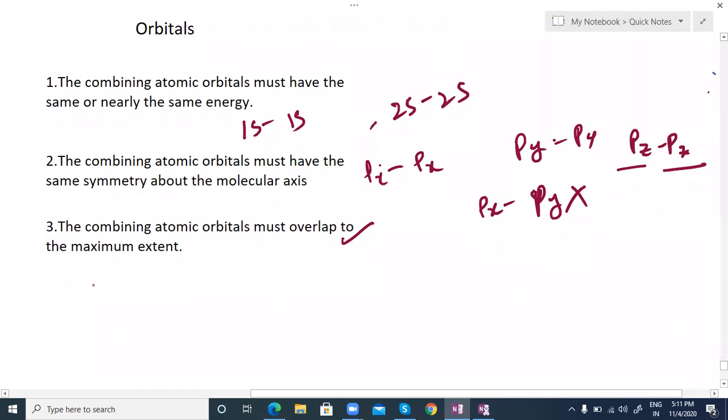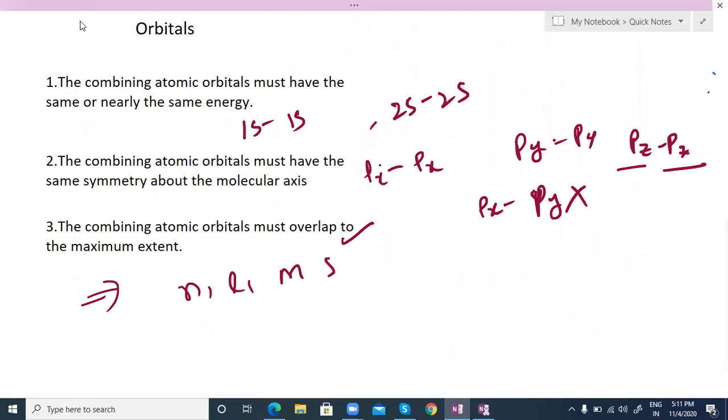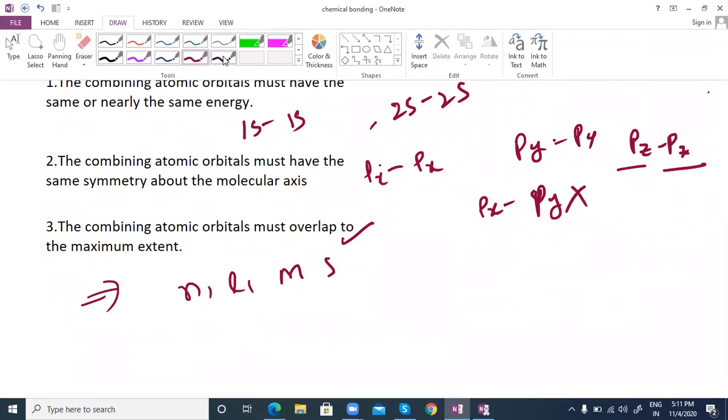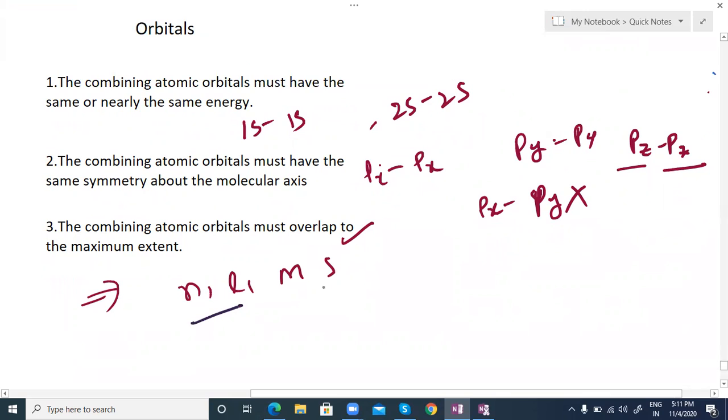We know the description of atomic orbitals uses four quantum numbers: n, l, m, s. So n, l, and s are similar, the rules we follow are all the same. This doesn't matter. Only m is going to be taken. So m we represent here with another symbol, that is lambda. The lambda values are also the same, from minus L to plus L, including 0.